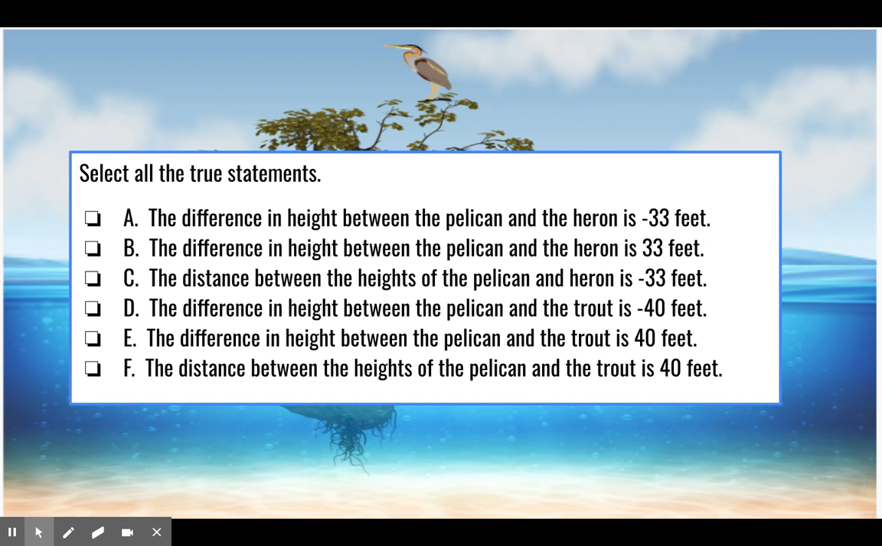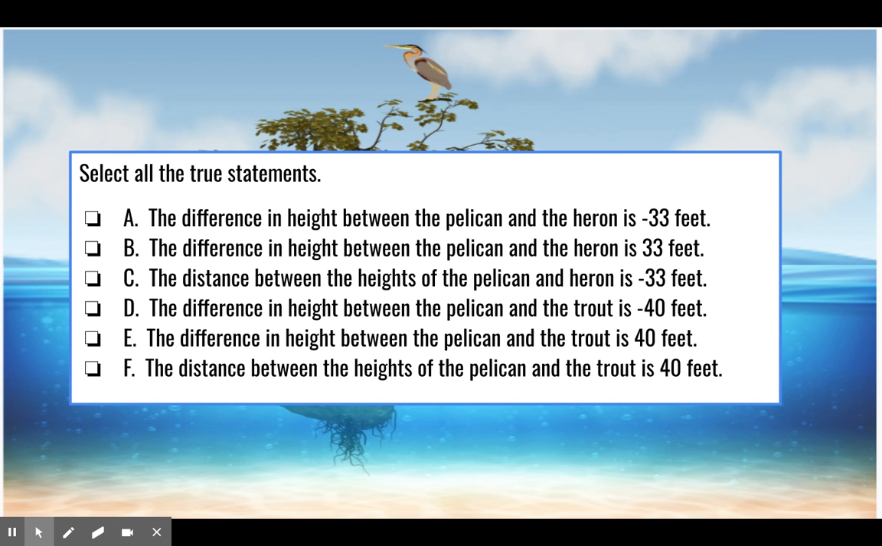Okay. So I want to remind you that you can create a visual, you can do a vertical number line in order to solve this problem. So I'm going to give you guys about 1 minute to select which ones you believe are correct. Okay, so just to remember, this says select all true statements, meaning there's probably more than one answer.